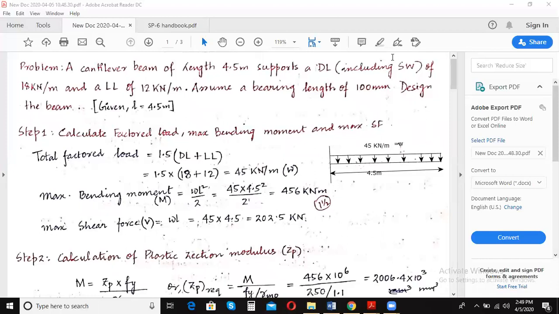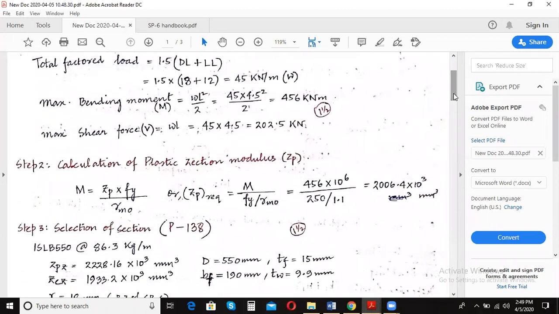Okay. Next, based on the maximum bending moment which we have calculated, we must find out the plastic section modulus that is required for the beam that is to be designed. Okay, so in order to calculate the plastic section modulus, we will take the help of the formula for design bending strength of the beam, which is given in our IS 800/2007. So let's check what the formula is.